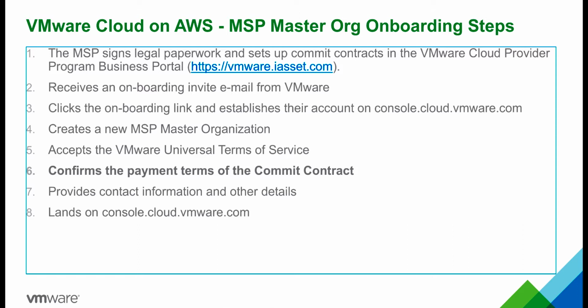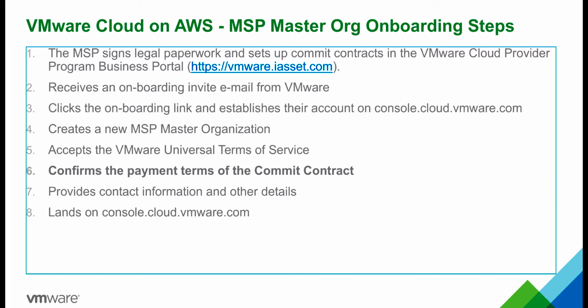When the MSP signs the paperwork with the aggregator and the aggregator sets up a commit contract in the VMware Cloud Provider Program Business Portal, and when that contract becomes active, as we saw in the last session, the service provider receives an onboarding invite email from VMware. The service provider clicks on the onboarding link, logs into VMware Cloud Services, and lands in console.cloud.vmware.com, which is the VMware Cloud Service console.